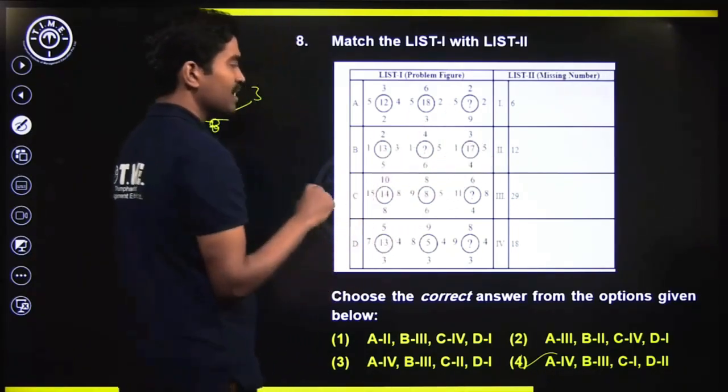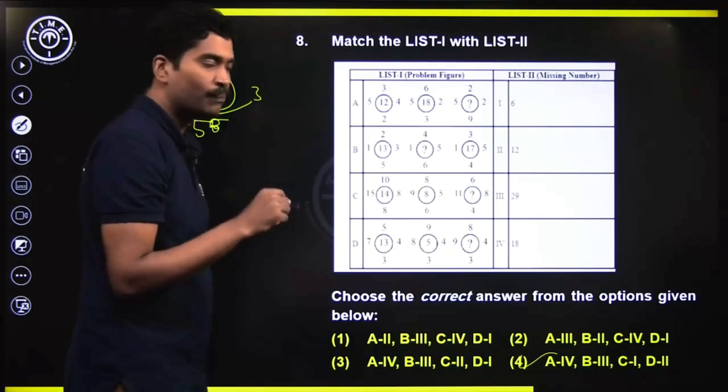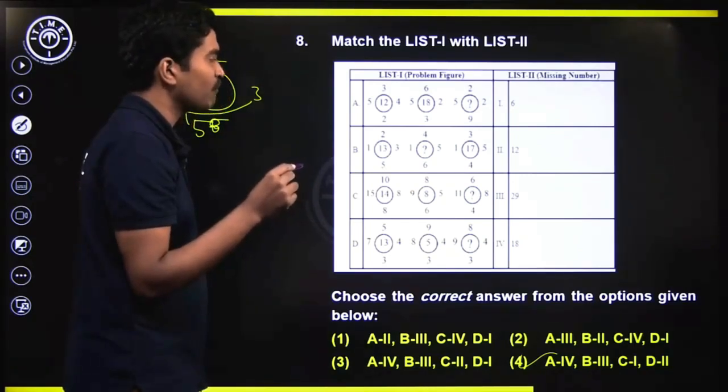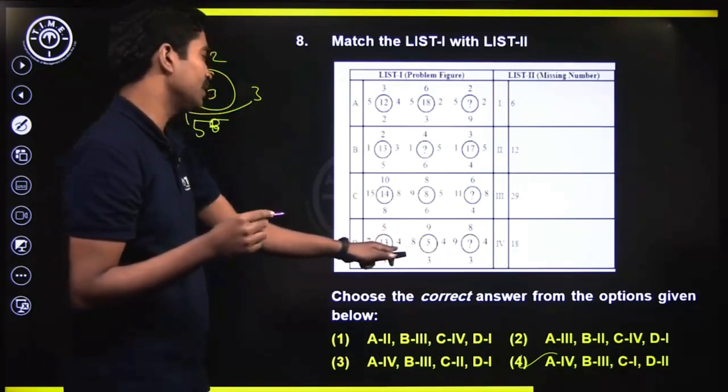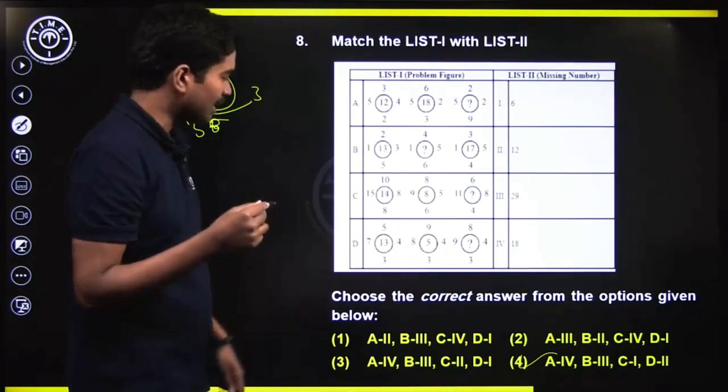Similarly, 4 3s are 12, 12 plus 5 is 17. So what should be the middle one? 4 6s are 24, 1 into 5 is 5, 29. So B should match with 3. That's perfectly what we got. So just like that, look at the last one also.